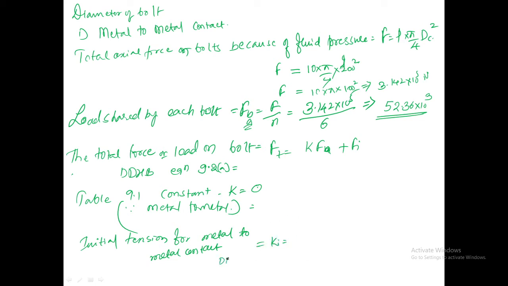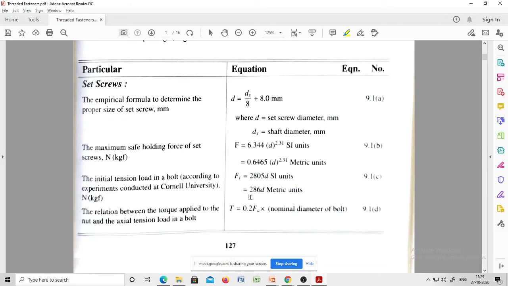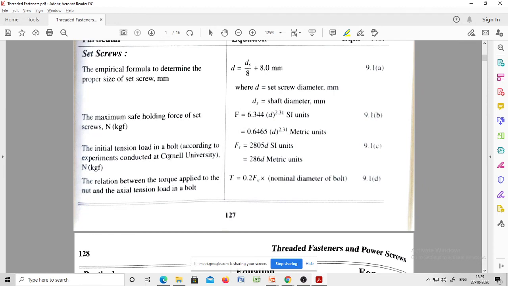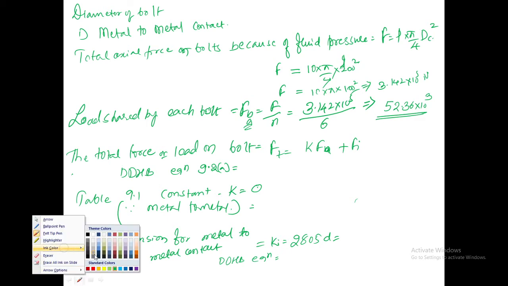So refer design data and book. Note down the equation. Ft equal to K Fa plus Fi, where Fi equal to 2805 D. Now let us substitute all values.